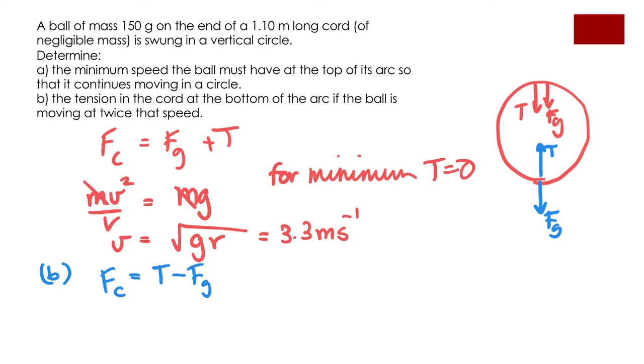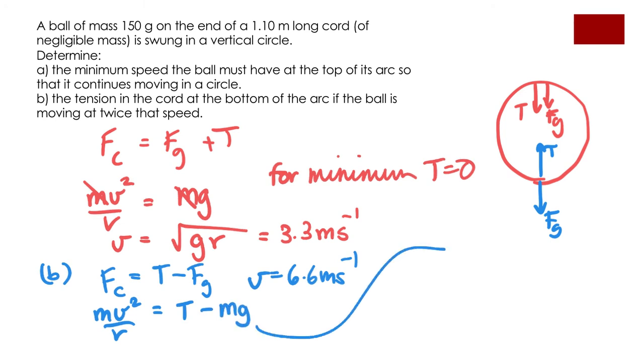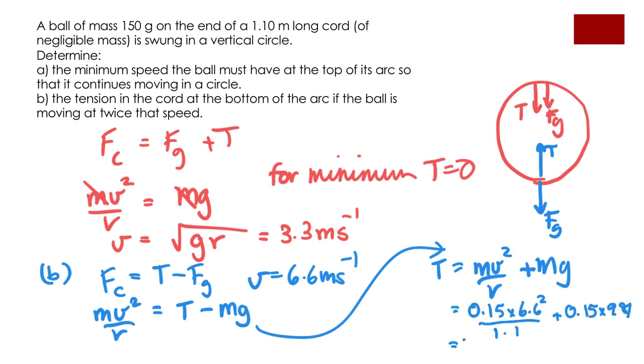It also said that we're now moving at twice the speed we had, so now we're going to say our speed is going to be 6.6 meters per second. So let's put some expressions in here. mv squared over r for our centripetal force, tension, and force due to gravity is m times g. Now, if I rearrange that, I'm going to get my tension is going to be mv squared over r plus mg. And let's put in some values and find the answer. I get 7.4 newtons.